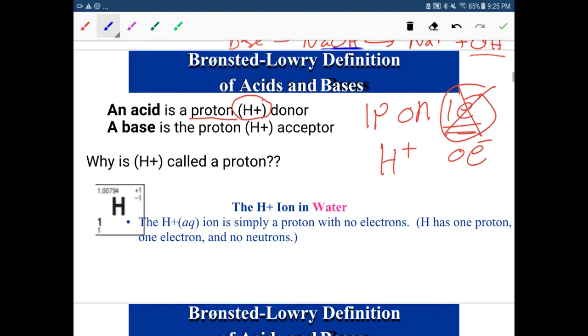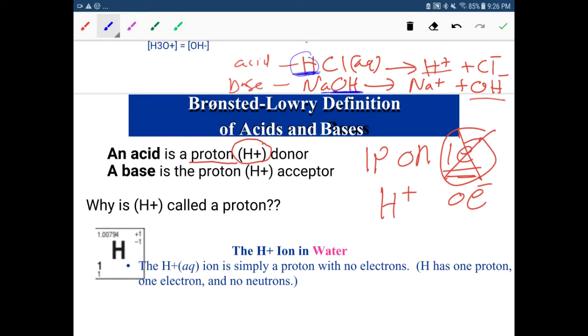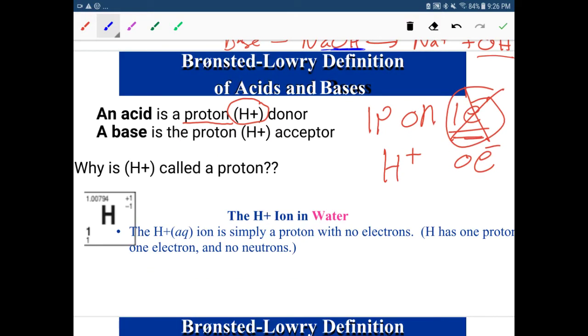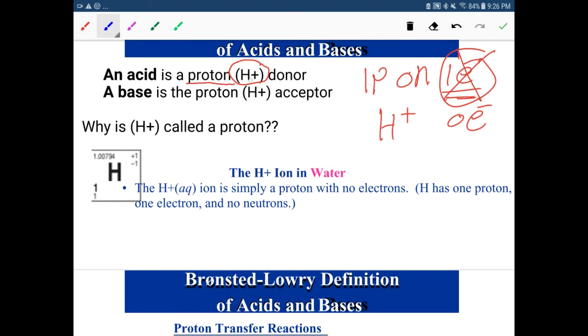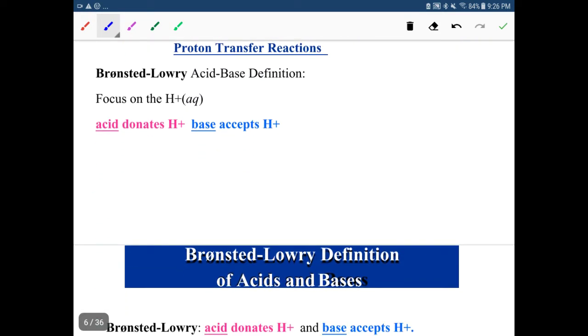For the Bronsted-Lowry theory, it expanded on that. So a Bronsted-Lowry acid still has an H plus. It still has an H, but a base does not have to have OH in the formula, as we're going to see right now. So a Bronsted-Lowry acid is a proton donor, a base is the proton or the H plus acceptor. Simple definition here: acid donates H plus, bases accept the H plus.